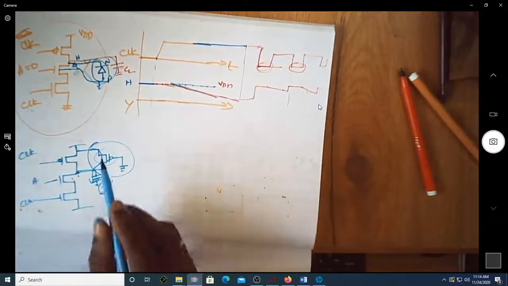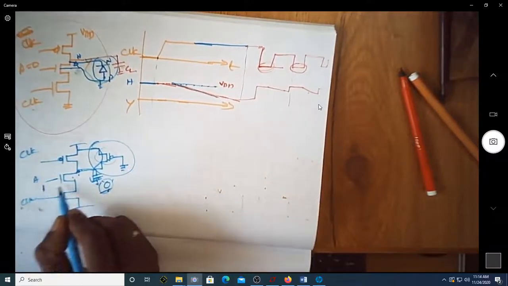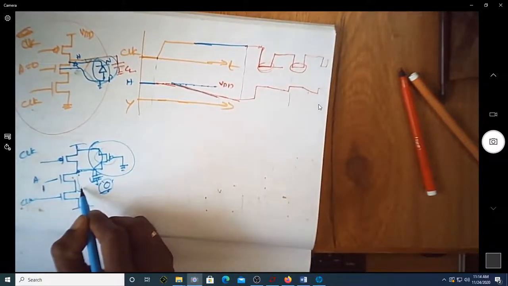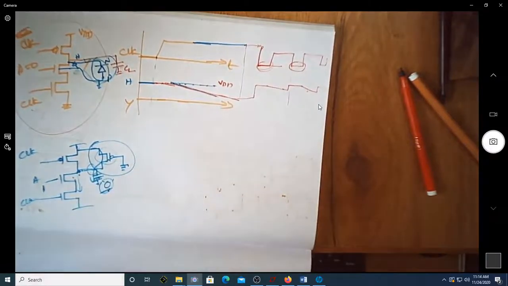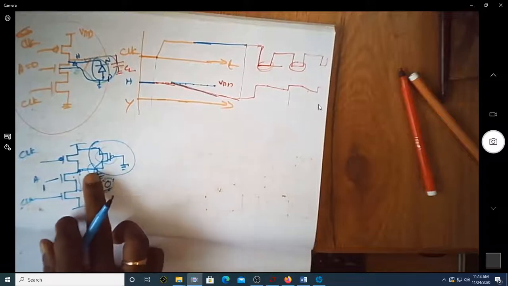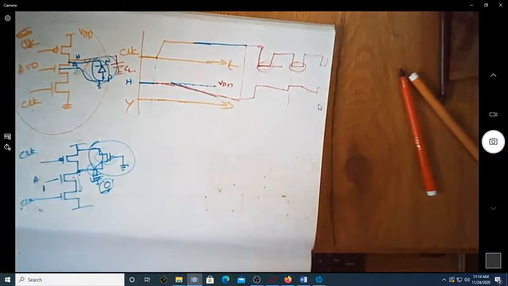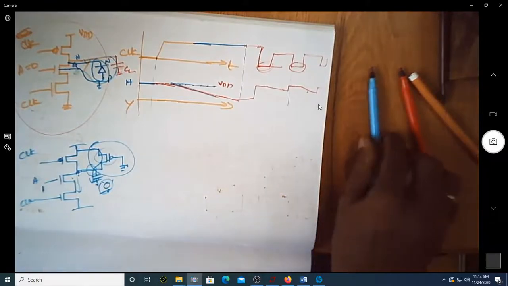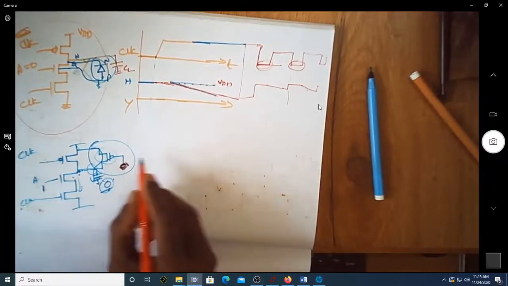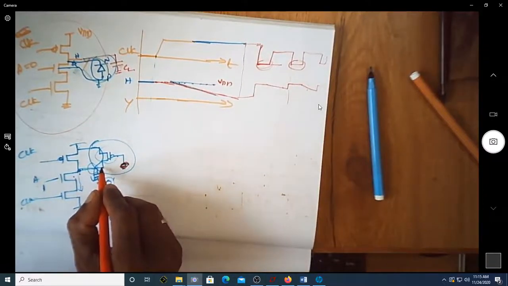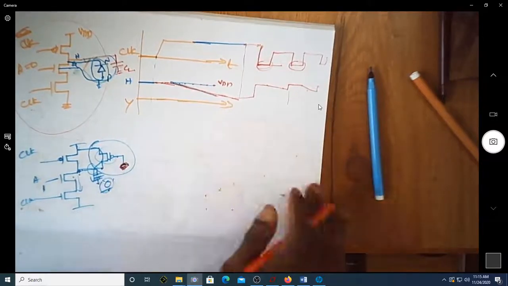But it is so bad if your output, assume that this is equal to 1. When this is equal to 1 during the evaluation period, you are supposed to get a 0. Since this is on permanently, you will end up with an issue here. This may not become 0. This will be always being charged. You'll end up with a ratio problem here. To overcome that, instead of grounding this all the time, you turn this on only when the output is high. When the output is high, then only you make it on.